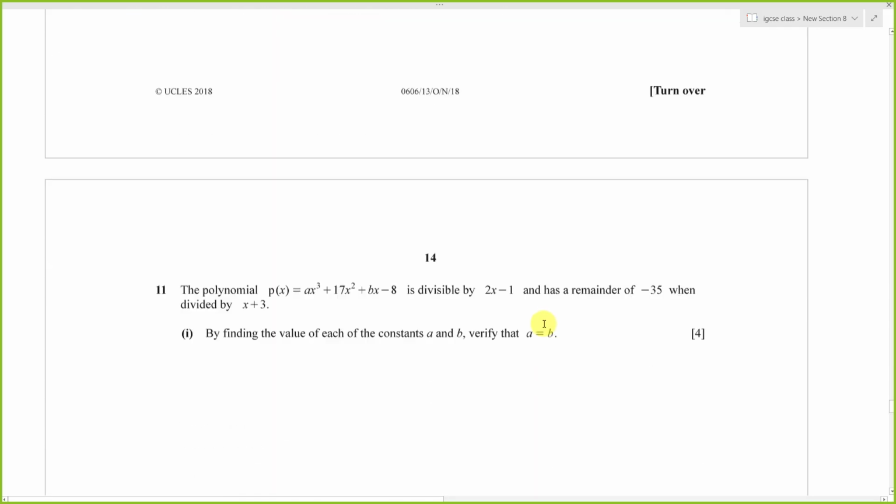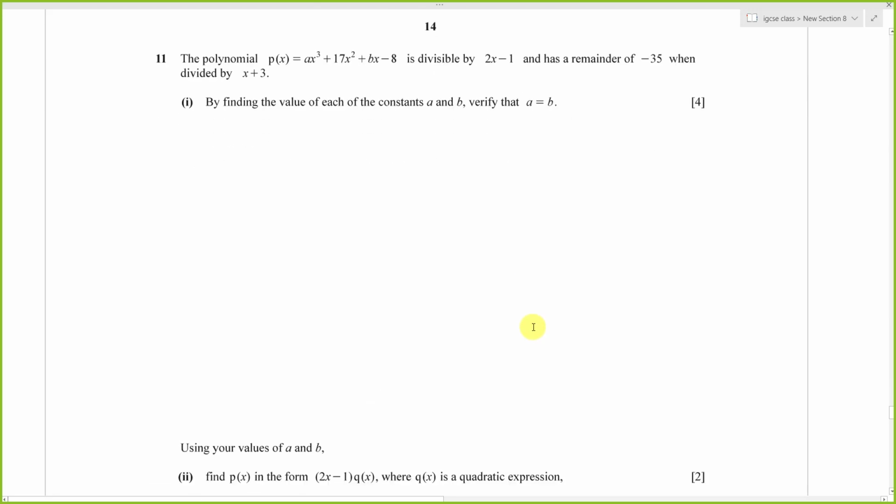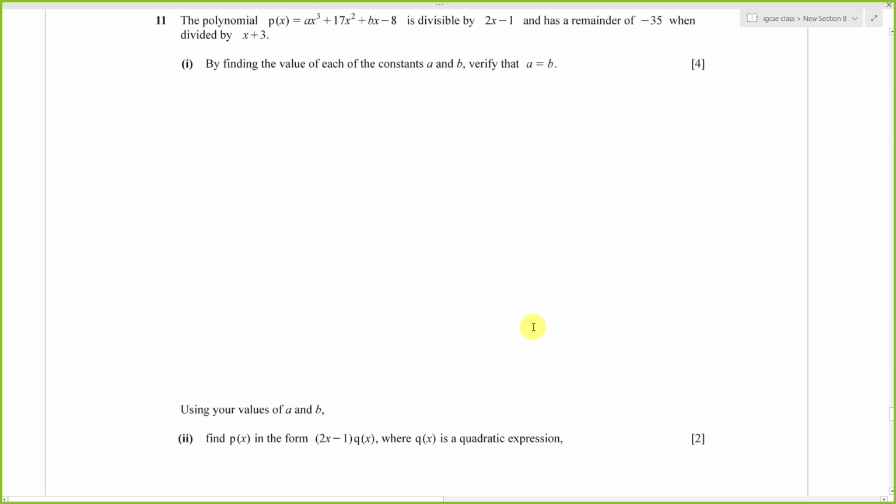Okay, then we're done. The last question here, polynomial. Factor theorem, remainder theorem. You have this polynomial that is divisible by 2x minus 1, and the remainder is negative 35 when divided by x plus 3. So by finding the value of each constant a and b, verify that a equals b. Basically each piece of information you can form one equation. Divisible means factor theorem, that's f of 1 over 2 equals 0. Remainder means f of negative 3 equals negative 35.